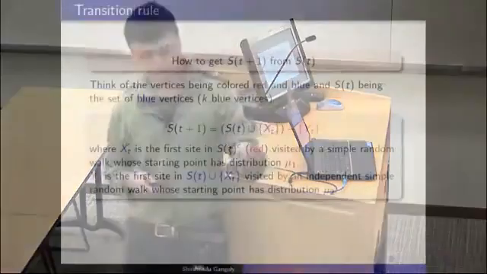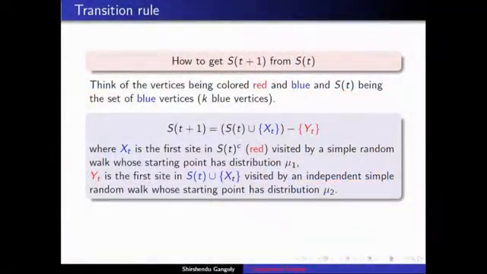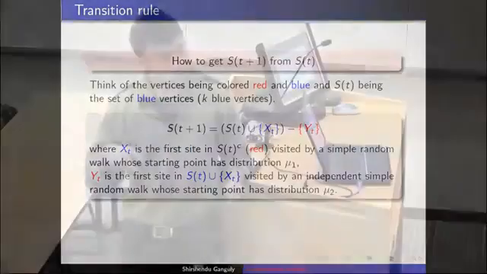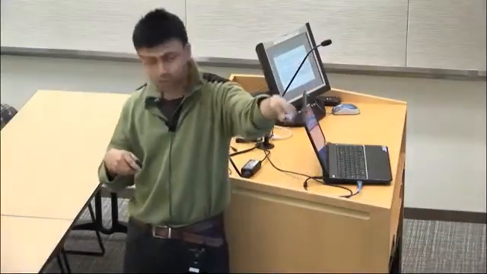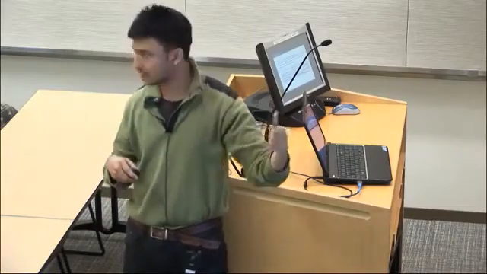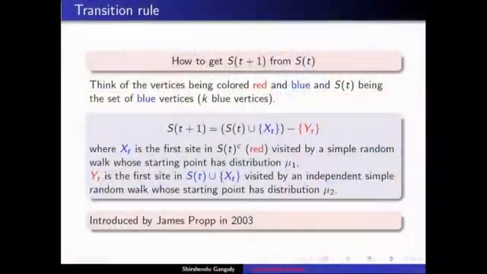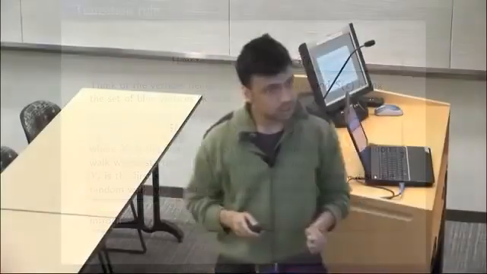And now I have to subtract one more element to get the right size. So I have this other measure that I can still work with, which is mu2. So I start a random walk with initial distribution mu2 and wait till it hits the existing set of size k plus 1, all the blue vertices, and then at the first site that it hits, I remove it. So I had k, I added one point, it became k plus 1, and then I removed another point. So I'm back to the set of size k. This was introduced by Jim around 2003, and I'll come back to some of the motivations later.